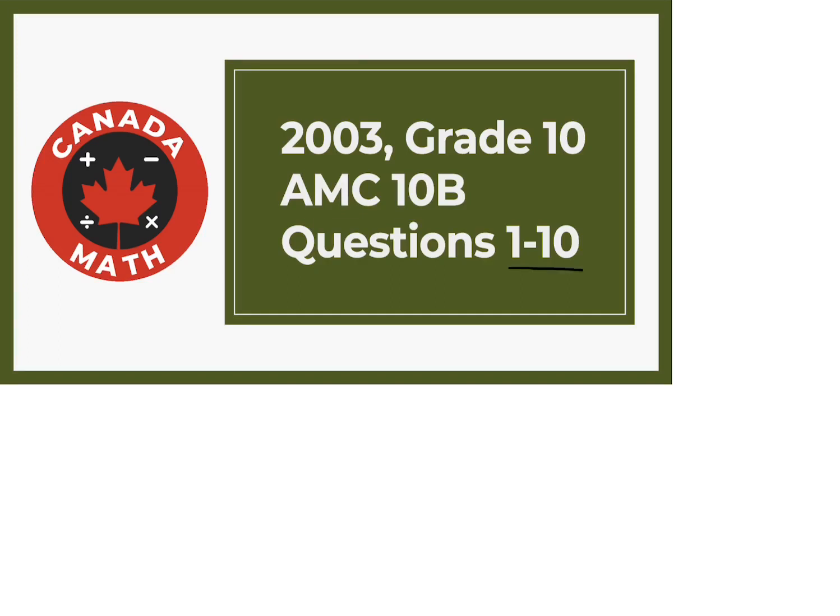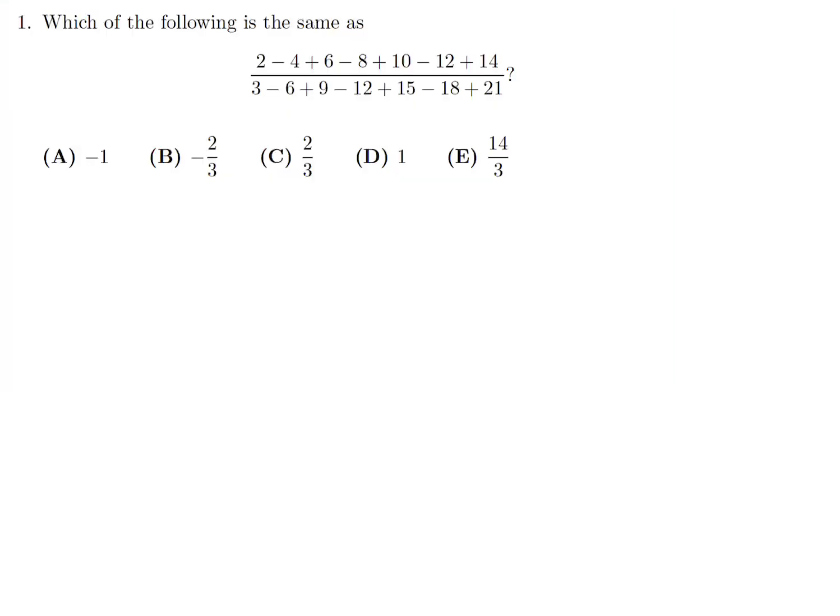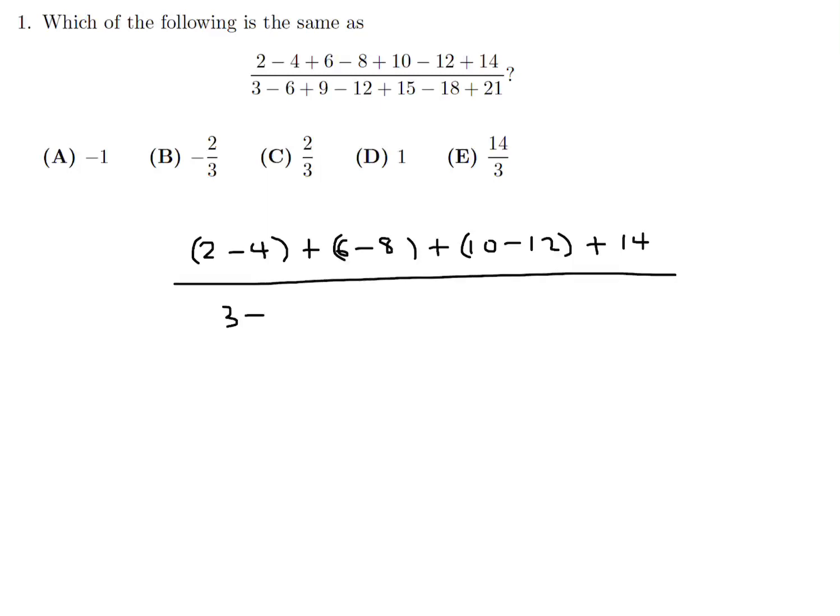Questions 1 through 10 on the 2003 Grade 10 AMC 10B. Which of the following is the same as this expression? So let's write it out. We got 2 minus 4 plus 6 minus 8 plus 10 minus 12 and plus 14 on the numerator. The denominator is 3 minus 6, 9 minus 12, 15 minus 18, and plus 21.